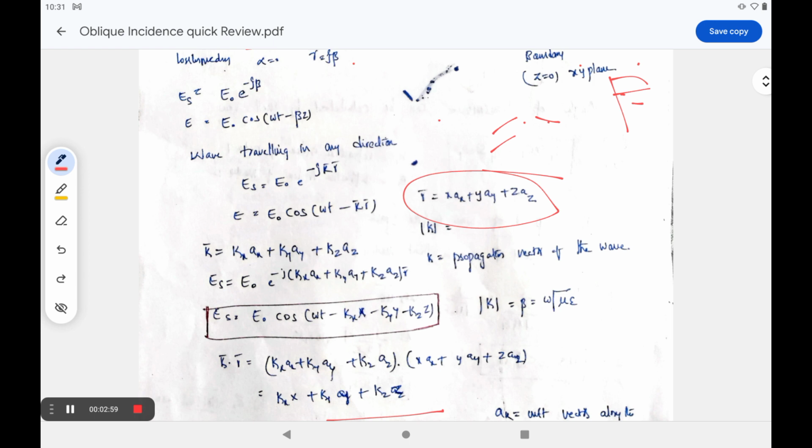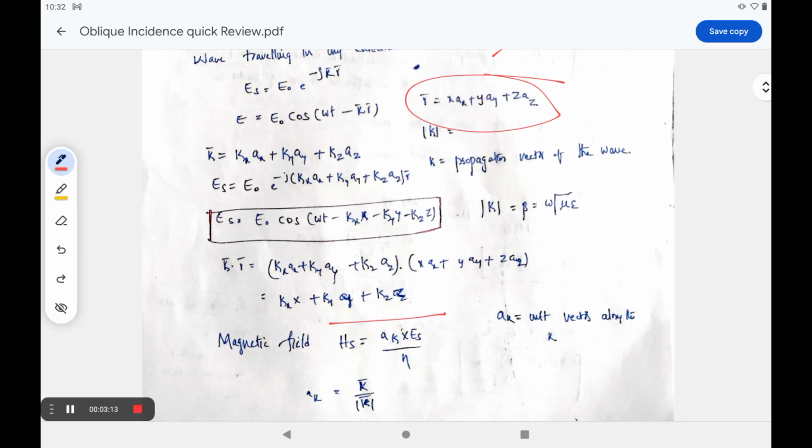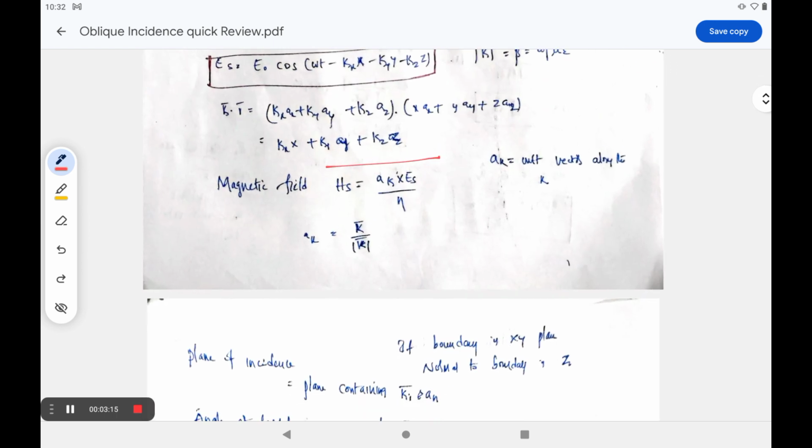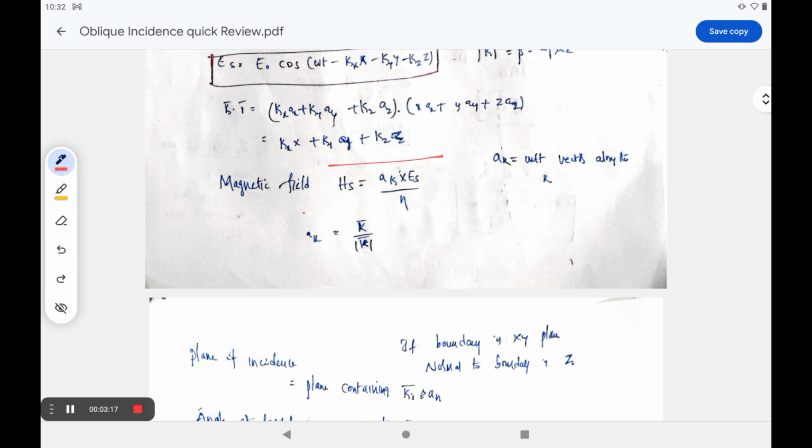The main motto of this video is that I am not deriving any kind of equations here. I will just give you a brief idea about the oblique incidence. It is very helpful for understanding and preparing on your own. At the same time, the magnetic field Hs is equal to ak cross Es divided by eta, where ak is generally known as a unit vector along the k direction.